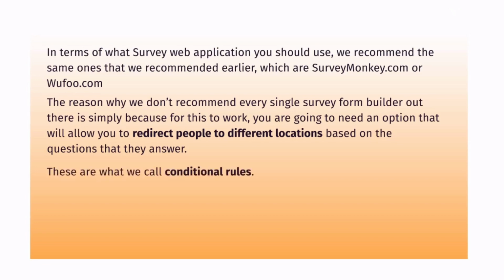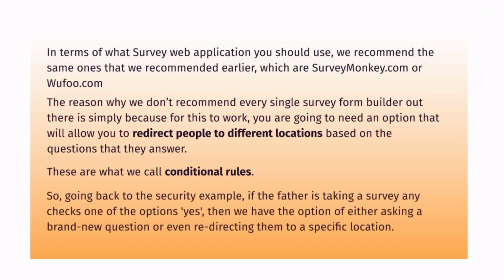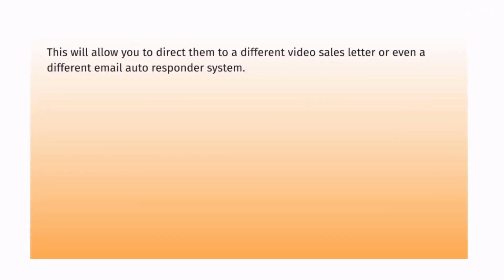Now, what these are called are conditional rules. If a person says, yes, I'm an elderly couple, then send them here. If they say that they are a father of a family, send them here. If-then. So you need the conditional rules, and the form builder needs to be complex enough to offer those as options. So going back to the security example, if the father is taking the survey and checks that, yes, we want to redirect them to a specific location.